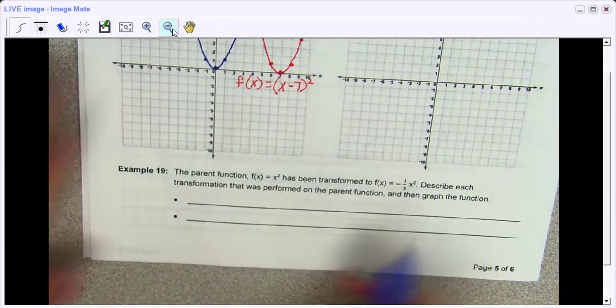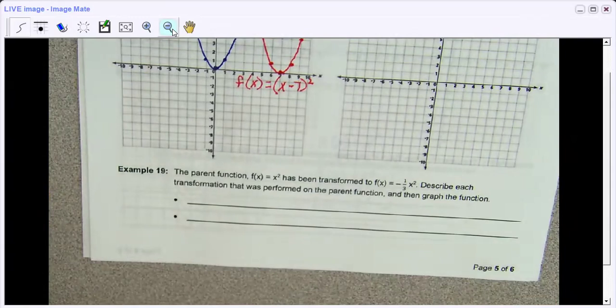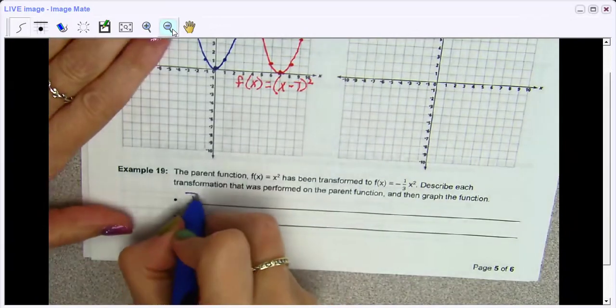So what is the first thing that we notice? It's, yeah, negative and 1/3. Now you have to treat the negative and the 1/3 separately. The negative tells us that it's a reflection over the x-axis.